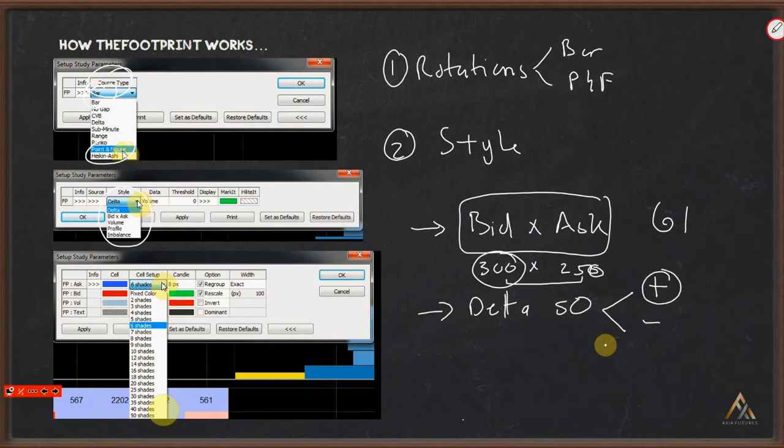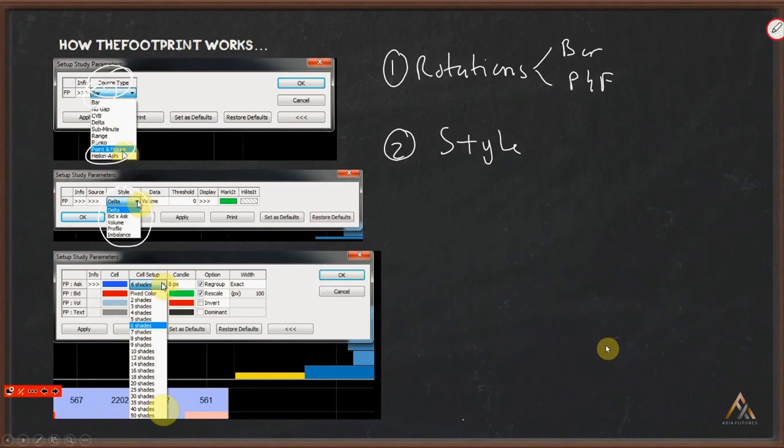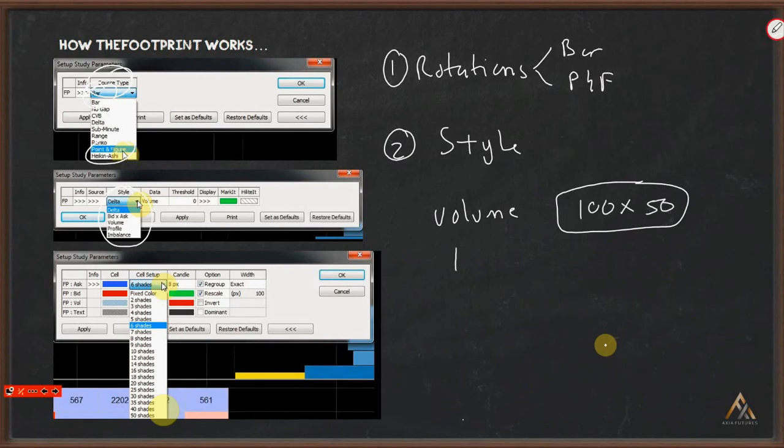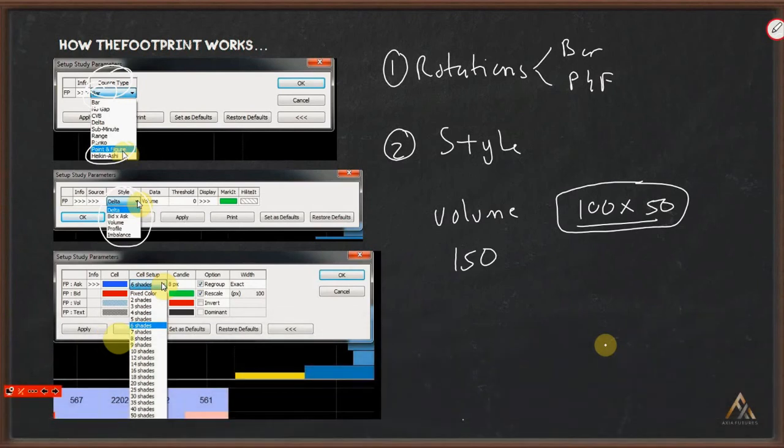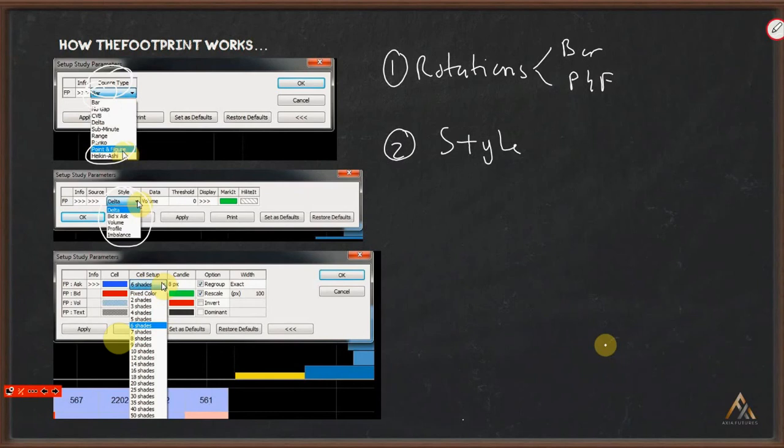So when you select this style of delta, it will not show you the two separate prices. It'll merely just show you plus 50. Then the third type you can expect to see, I'm just going to erase this, is the volume. Very simply, instead of having the traditional, let's say 100 by 50, you will simply get the total, which is 150 contracts. It just accumulates the total volume traded at that price and puts it in a footprint type view. Then the fourth is a profile, which we will not use, but again, it's very simple.